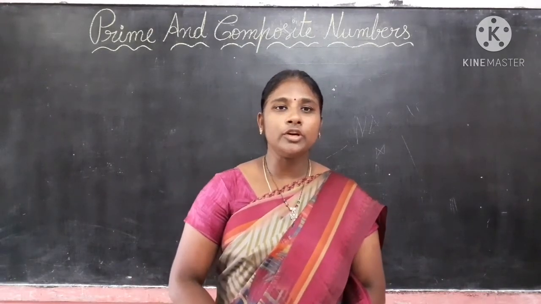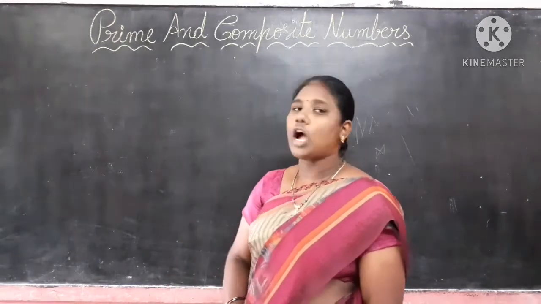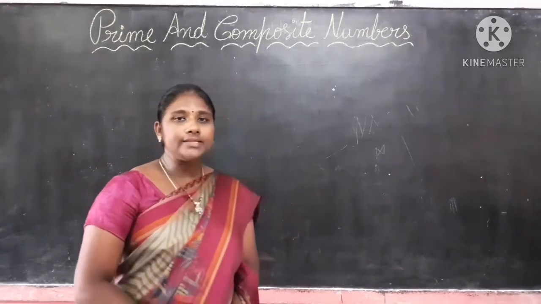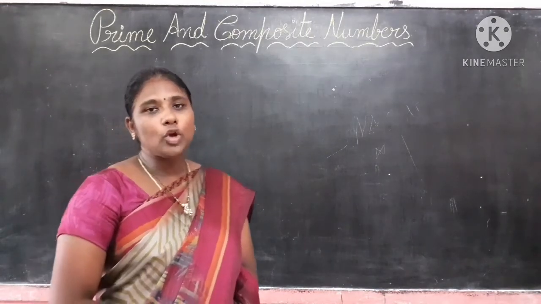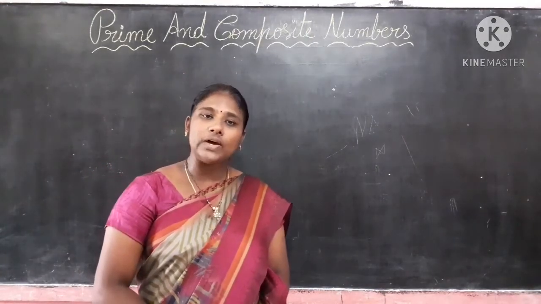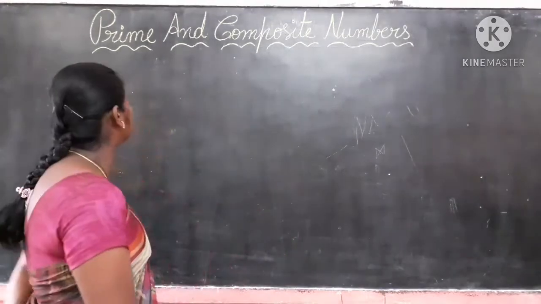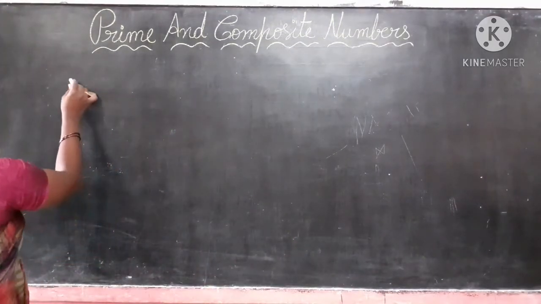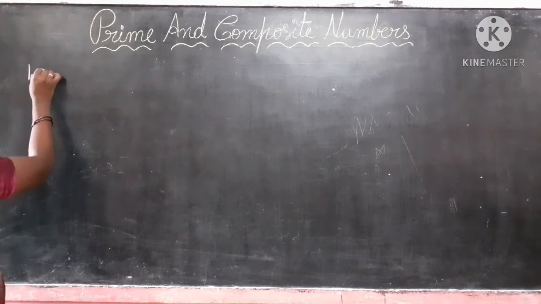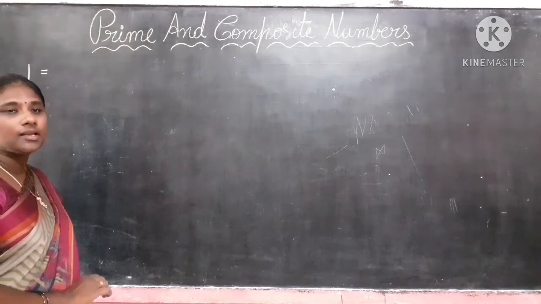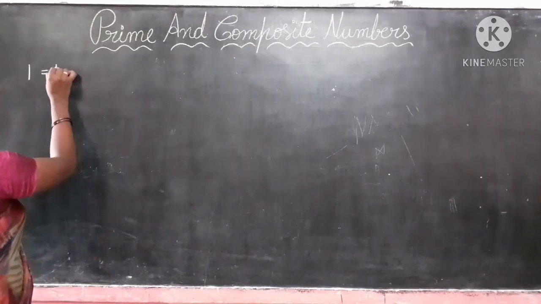Today we are going to learn about the prime and composite numbers. Before that, first I am going to write here factors for 1 to 20 numbers. What are the factors for 1 to 20 numbers? Suppose I am taking 1. What are the factors for 1? 1 will come in what tables? 1 will come in only one table.